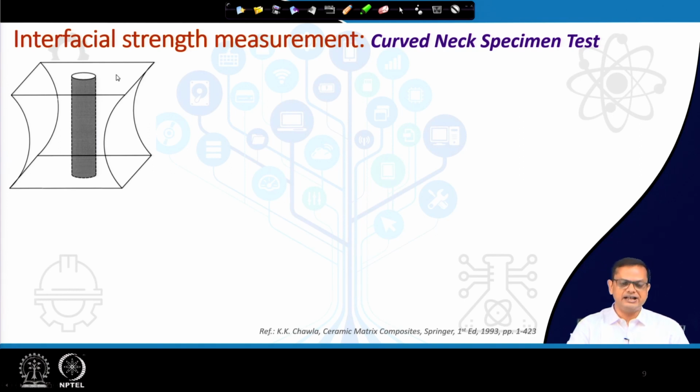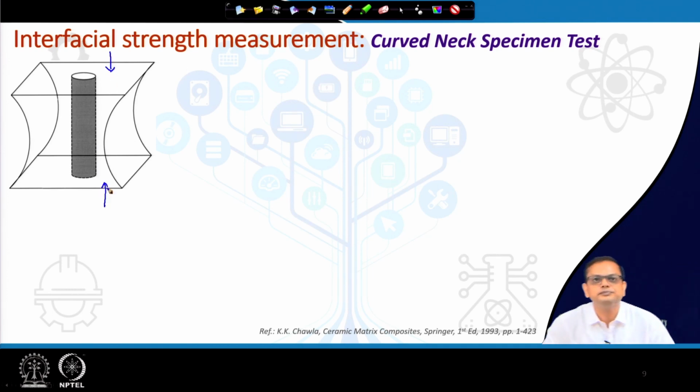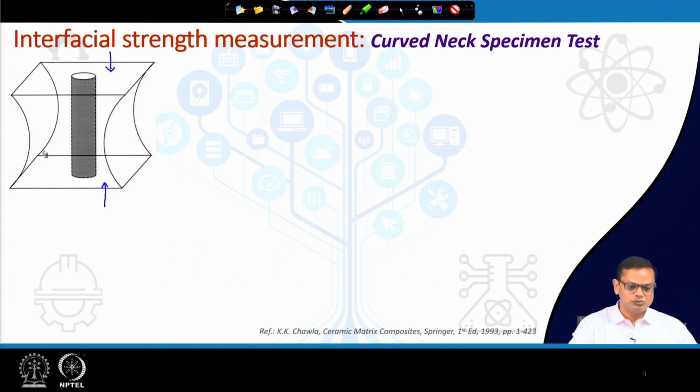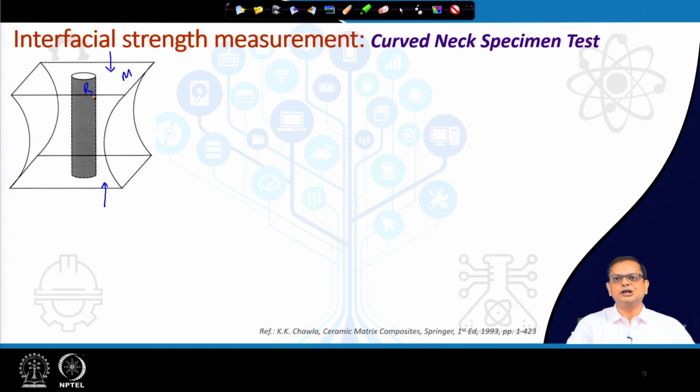The idea here is that a load will be applied like this. Because of this load, what we understand is that the Poisson's ratio of these two materials, the matrix and the reinforcement, are obviously different.